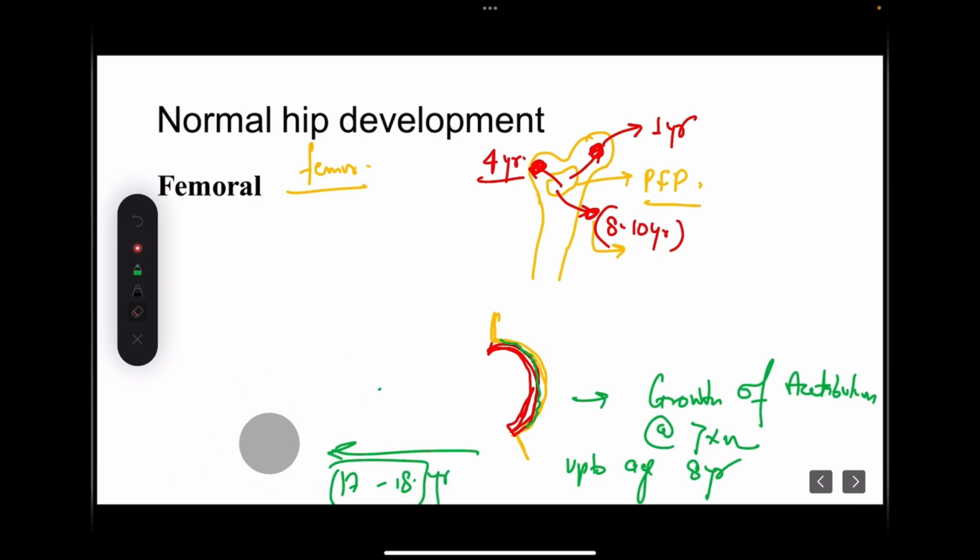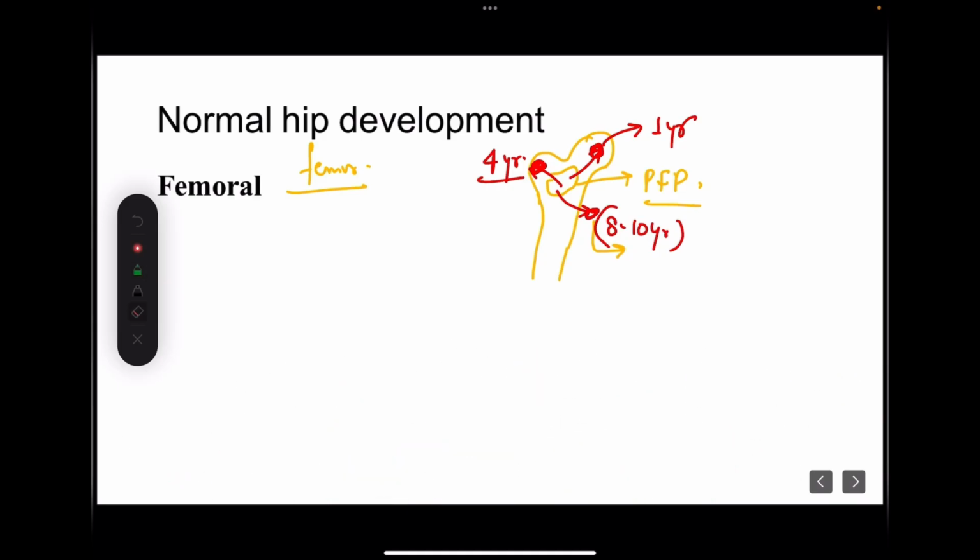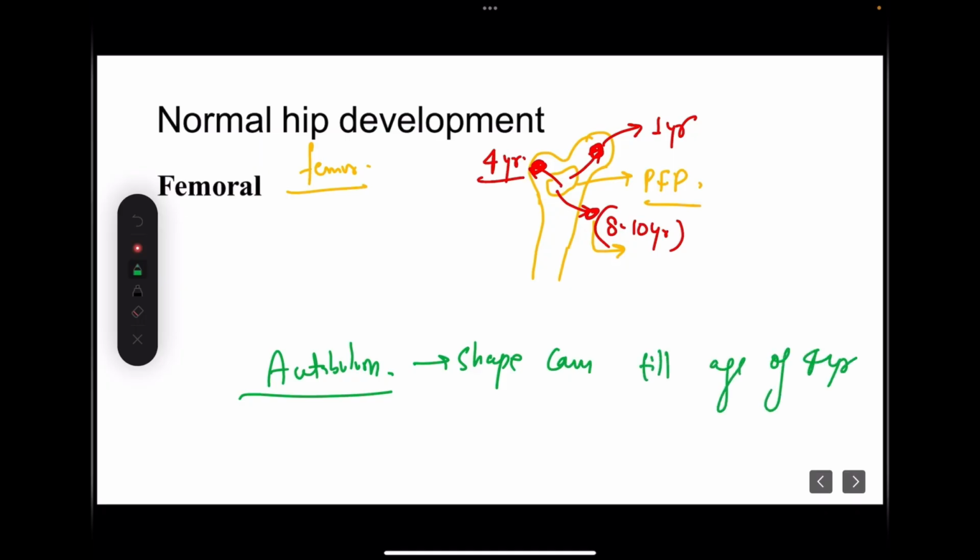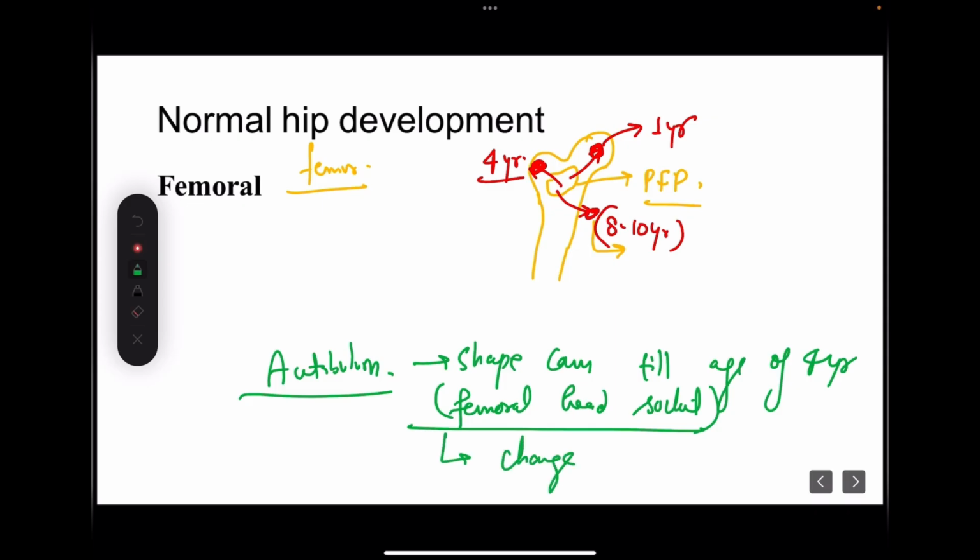There are some important points that you should keep in mind, that in the acetabulum, the shape can change of the acetabulum till the age of 4 years if femoral head is present in the socket. After that, even if the head is present in the socket, little will change for the acetabulum.